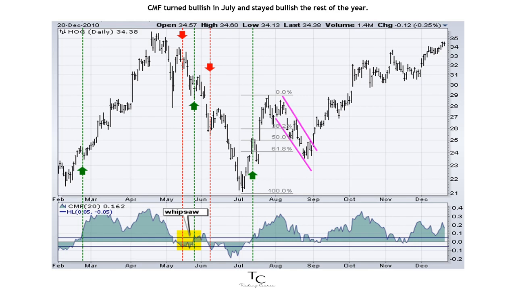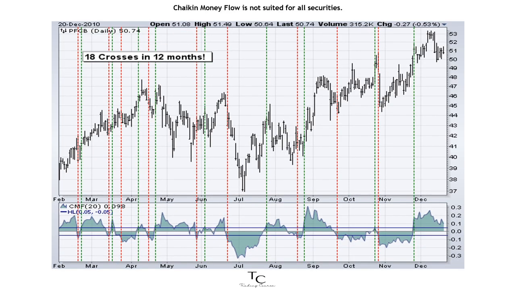CMF turned bullish in July and stayed bullish the rest of the year. Notice that HOG formed a falling wedge that retraced just over 62% in August, when CMF was still in bull mode. This pullback offered a second chance to partake in the CMF signal.